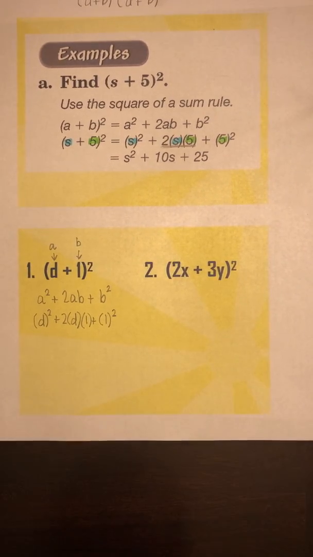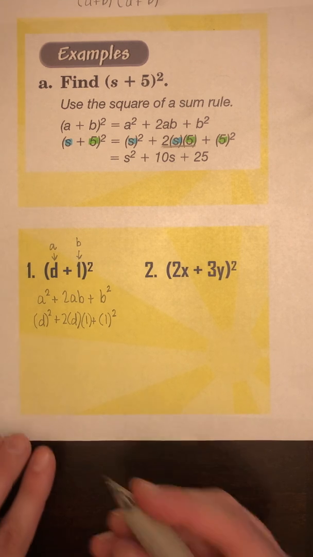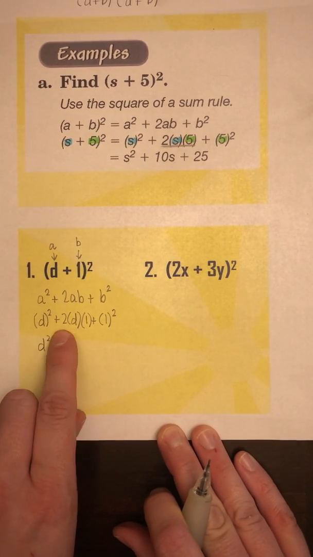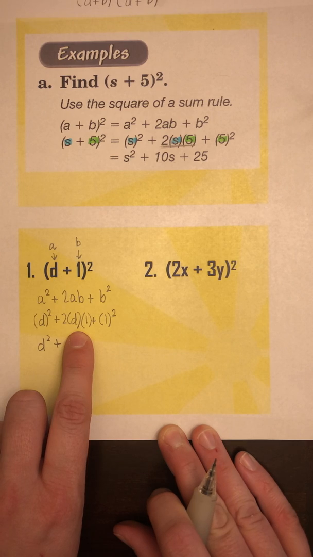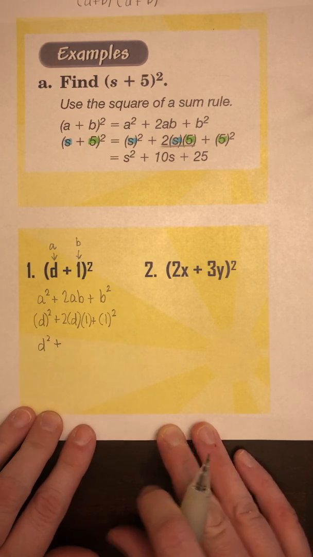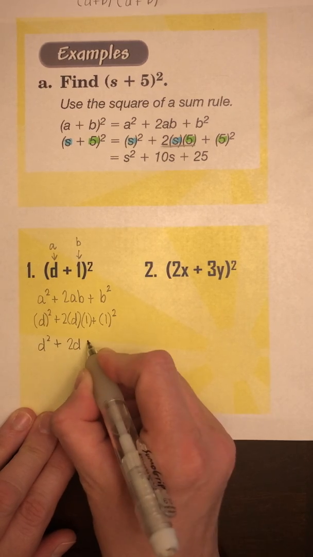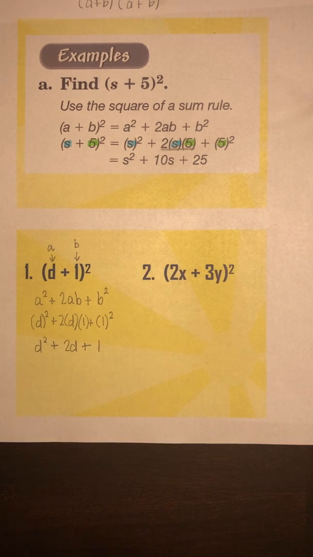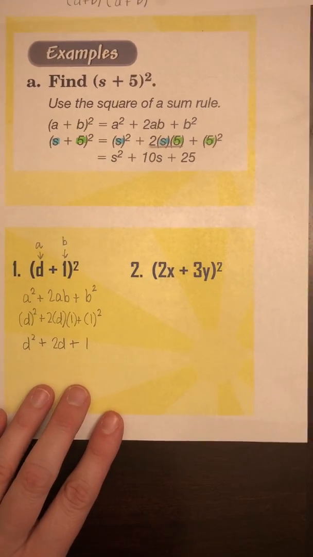So all I've done is taken a out and replaced it with a d. I took b out and replaced it with a 1. And now I'm going to simplify. So d to the second power is d squared plus, in the middle, I'm just going to multiply those three things together. Again, it's not the distributive property. It is 2 times d times 1, which is just 2d, plus at the end we have 1 to the second power, which is 1. Notice it's already in the right order, descending order there. Also notice that there are no like terms, so you don't have to worry about doing anything else once you have it simplified.